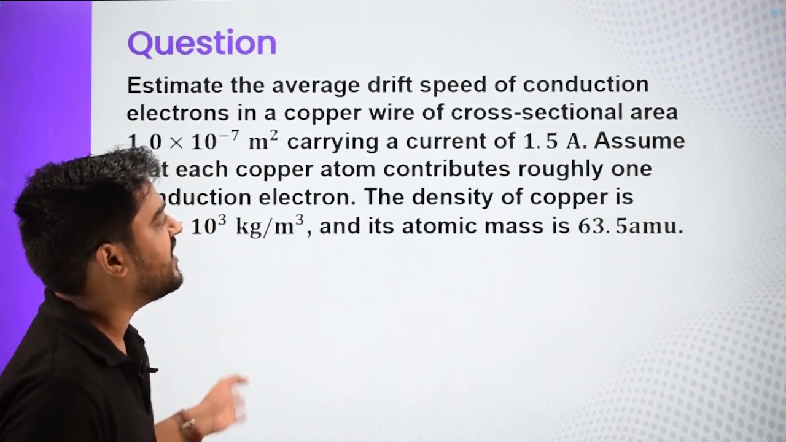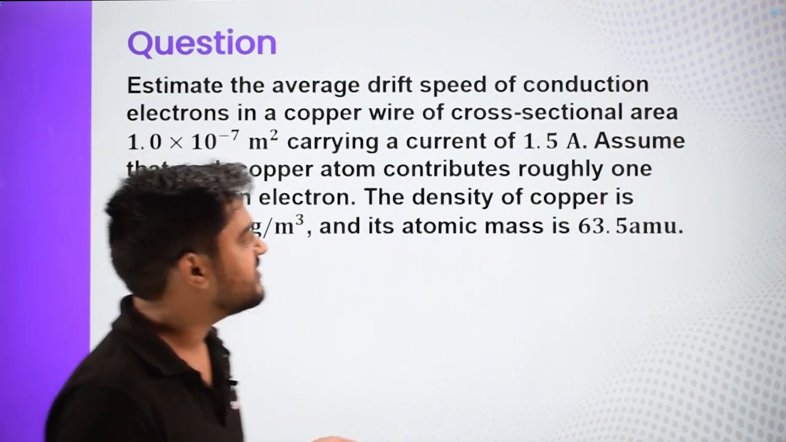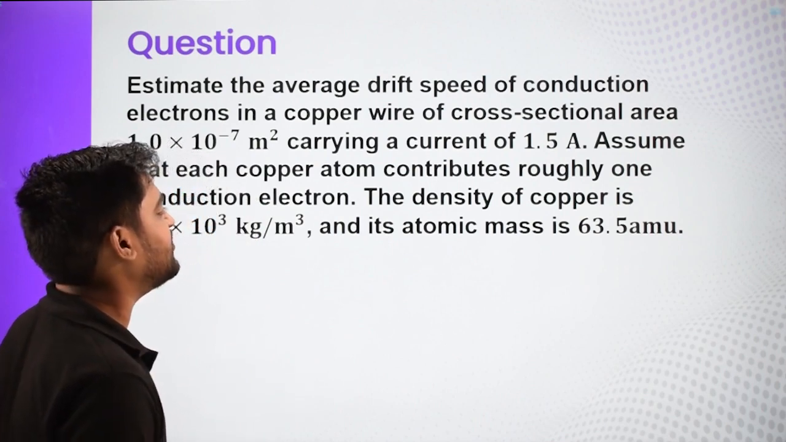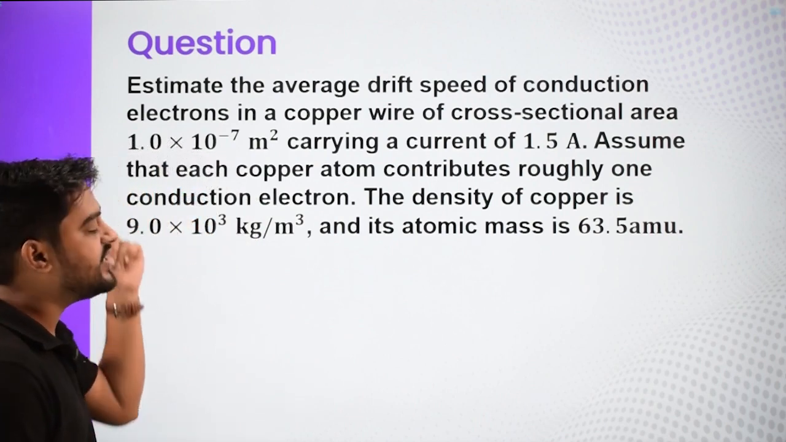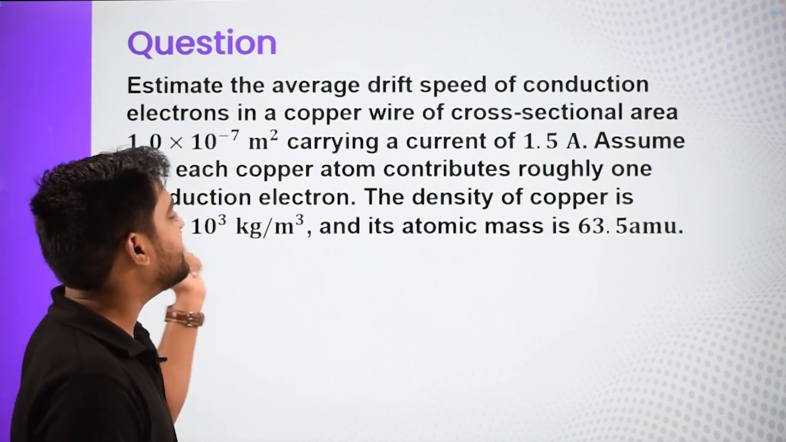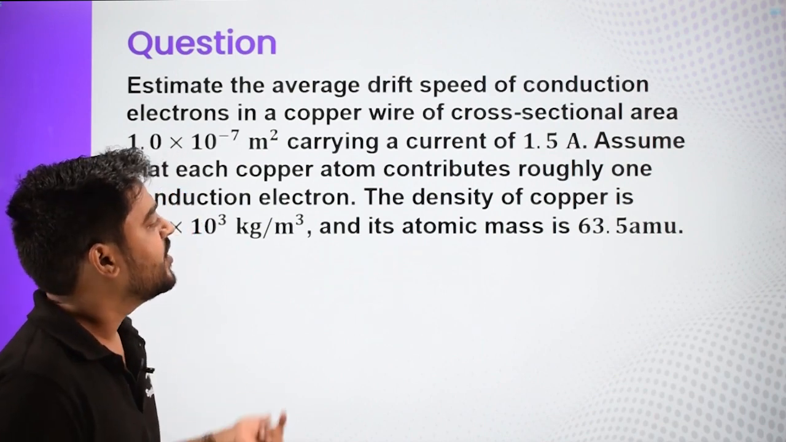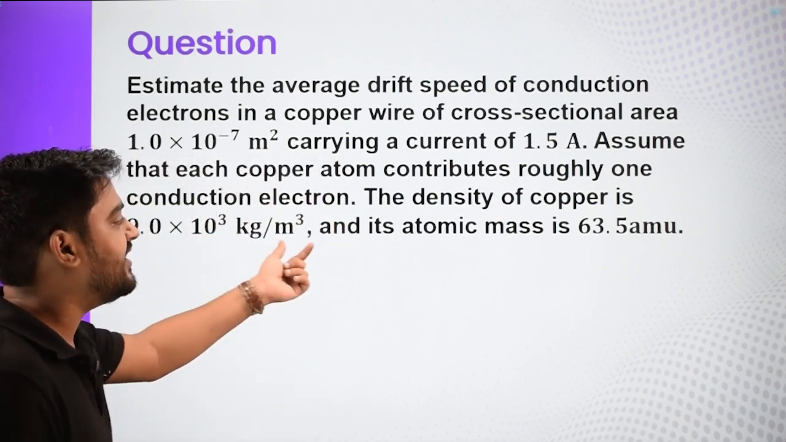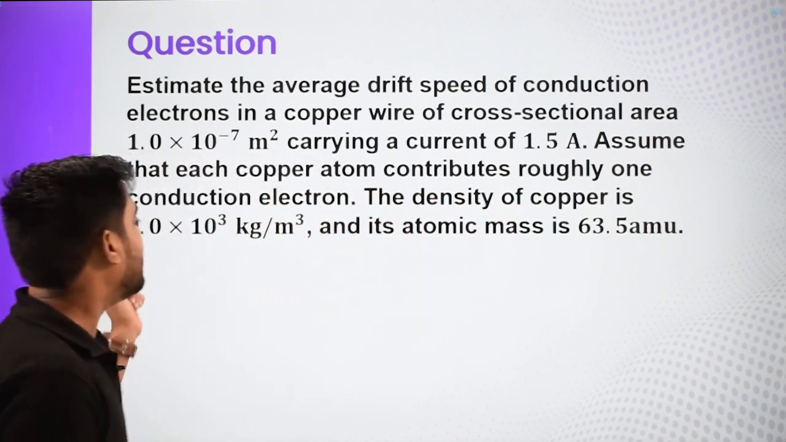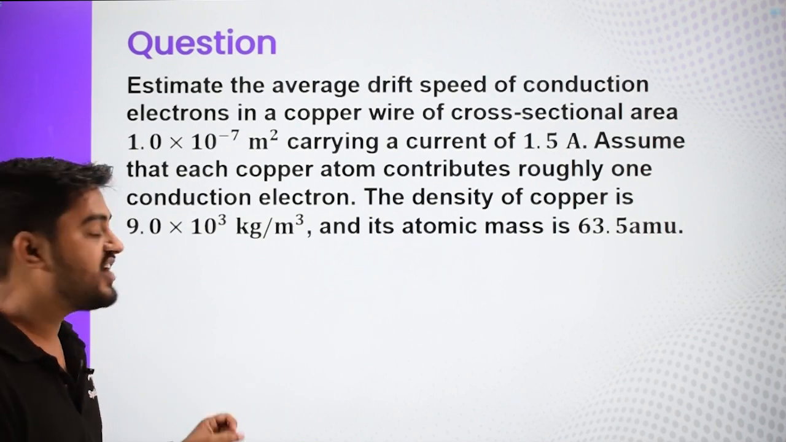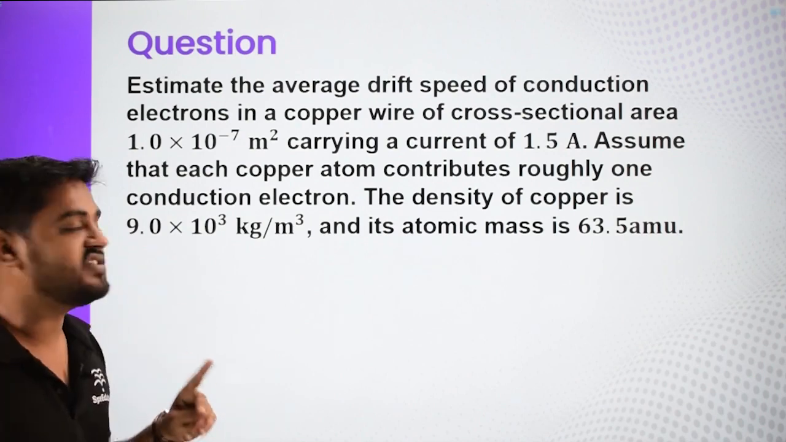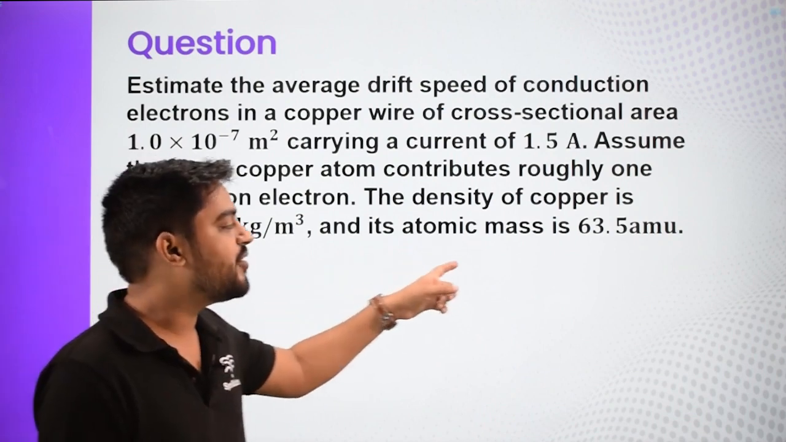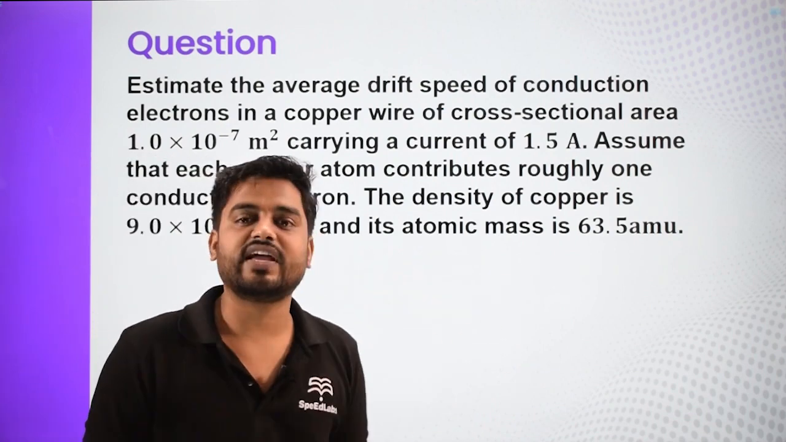Now next we have a question over here, and this question says, estimate the average drift velocity of the conduction electrons in a copper wire of cross section area 1 into 10 raised to power minus 7 meter square carrying a current of 1.5 ampere. Assume that each copper atom contributes roughly 1 conduction electron.